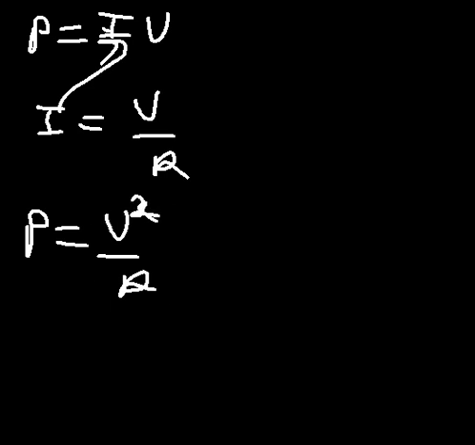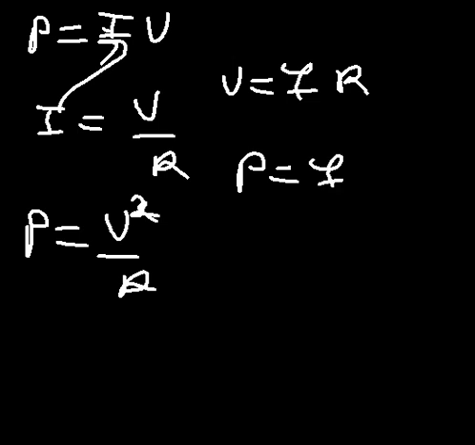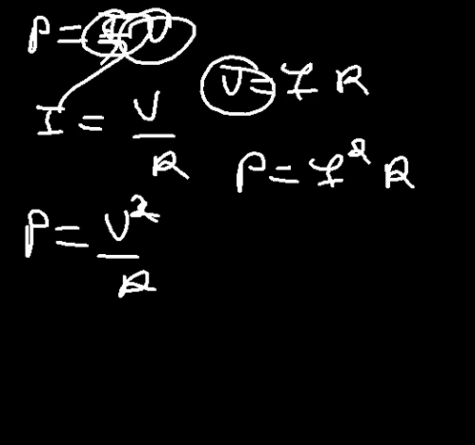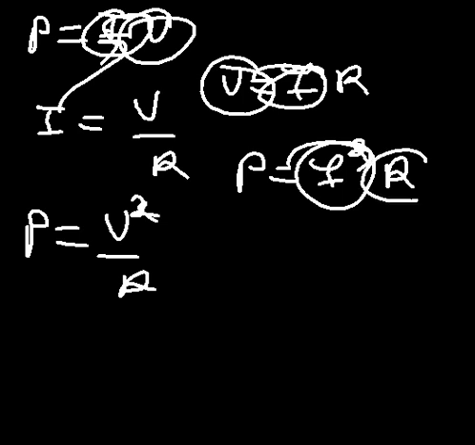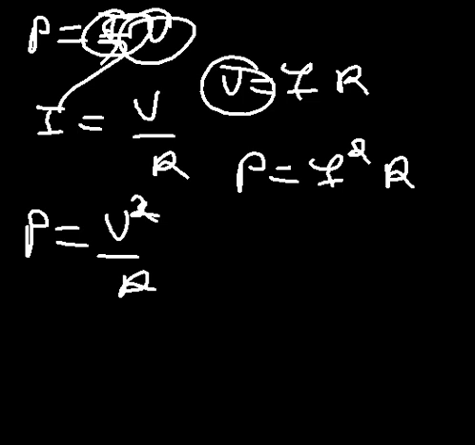Also from Ohm's law, we know that the voltage is given as the current times the resistance. It means the power will be given as the current squared times the resistance. If we substitute the voltage into this formula, we'll have I and I multiplying, that will give us I squared times the resistance. So that is also another formula for the electric power.